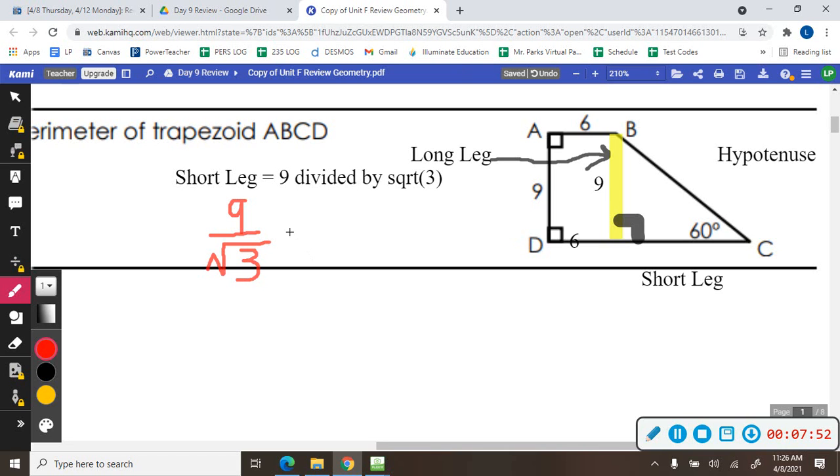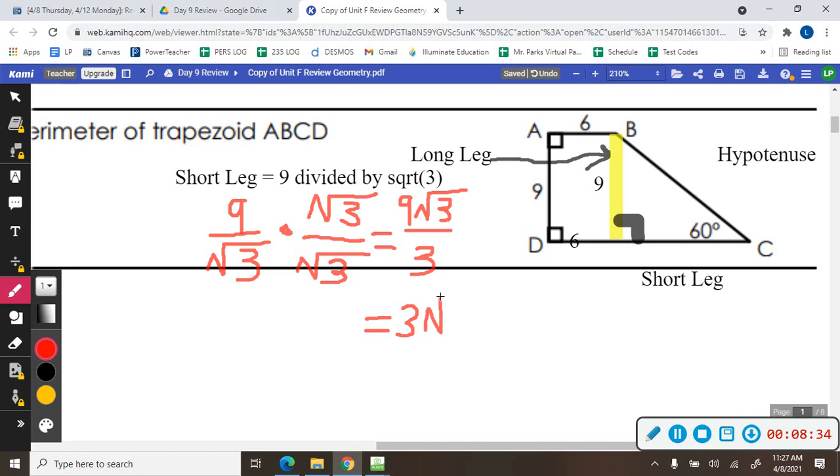I have to rationalize that. That means I have to multiply both of them by square root of 3. And so then square root of 3 times square root of 3 is just 3. And then 9 times square root of 3 is 9 square root of 3. And then 9 divided by 3 makes 3. So all of this just to get 3, radical 3.